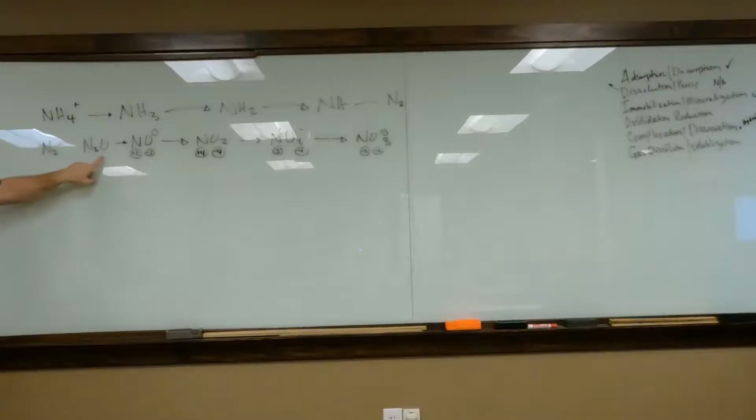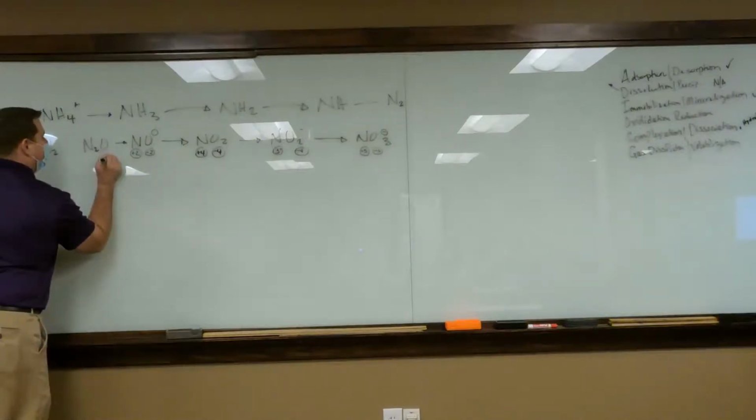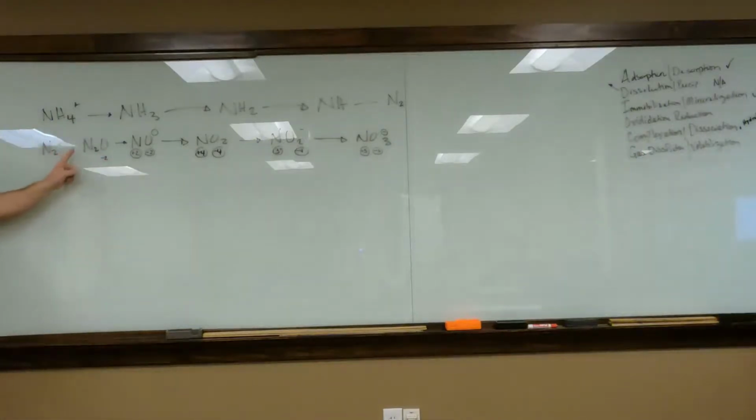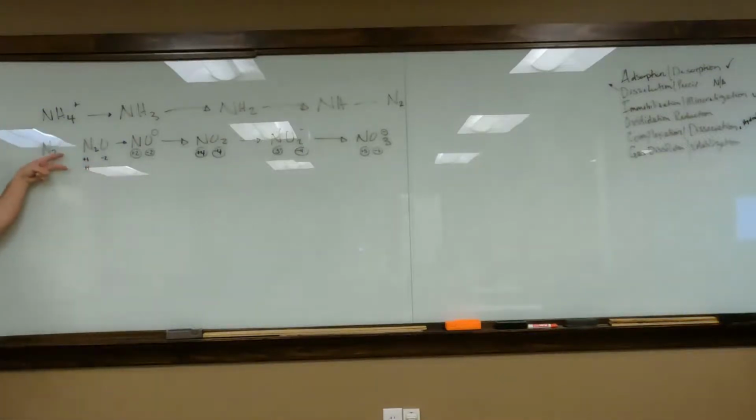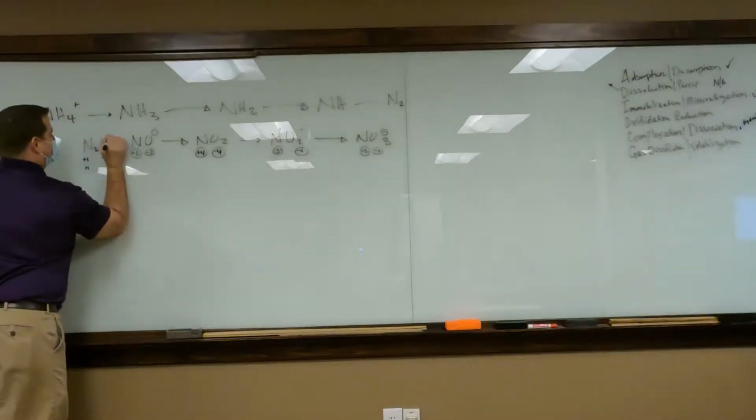What about here? Oxygen is worth -2. And the oxidation state of nitrogen is +1. Right? Because we have 2 of them. And so the charge here is balanced.